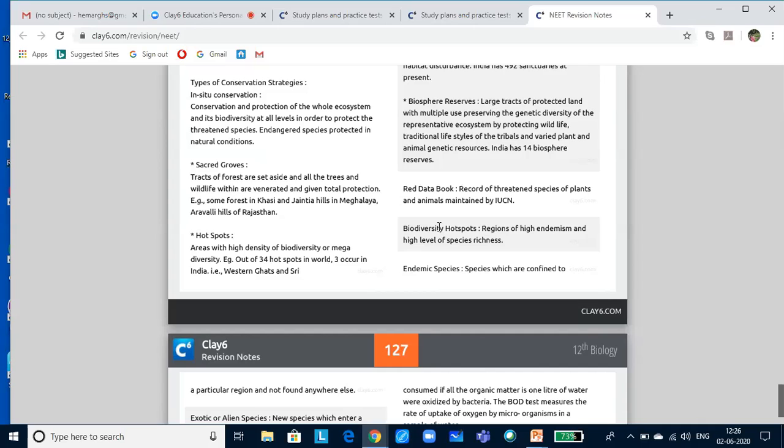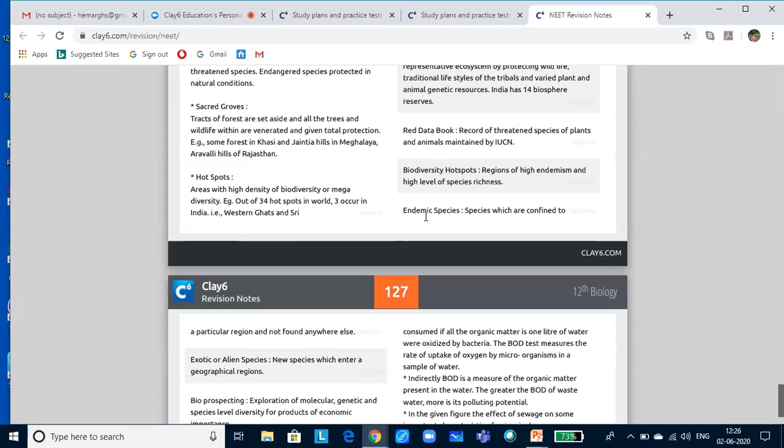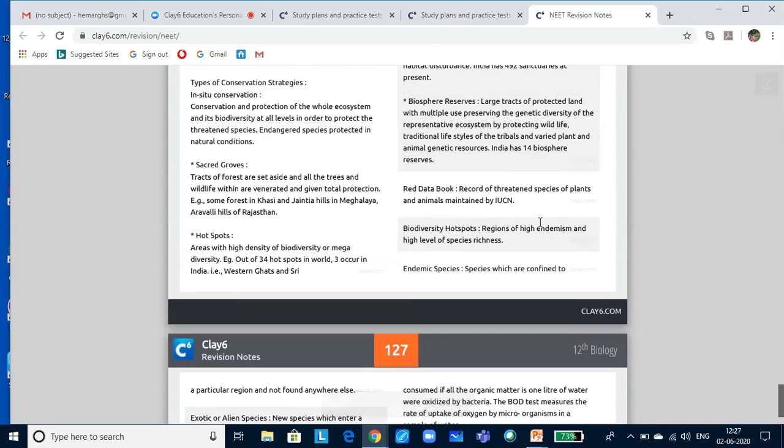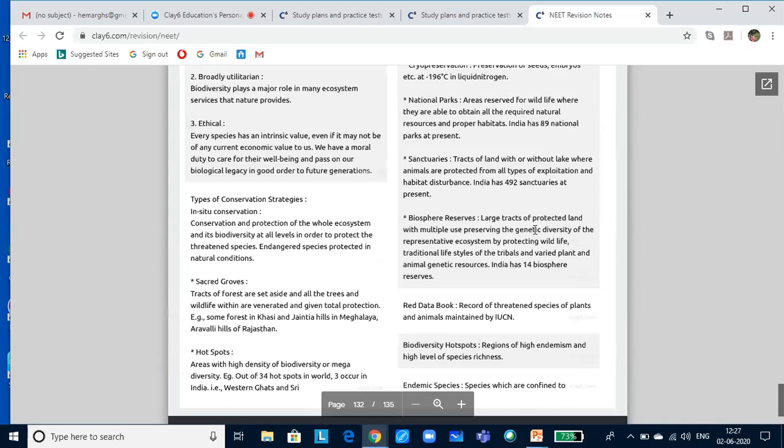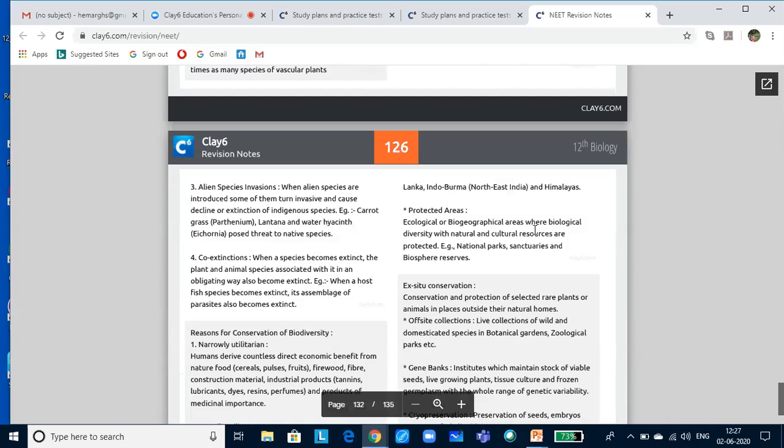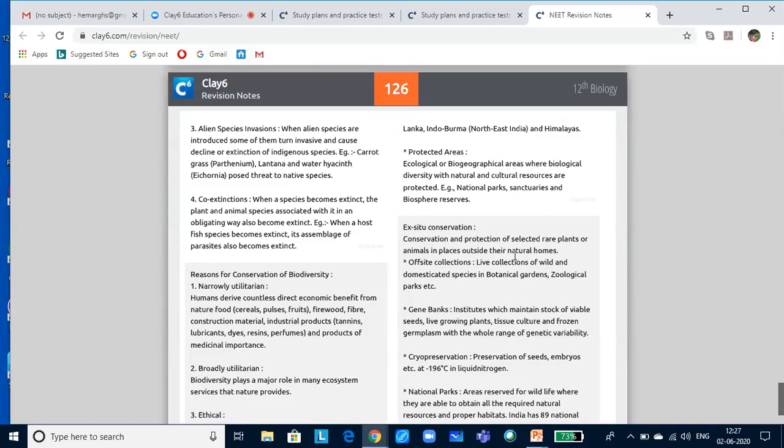Hotspots are the areas with high density of biodiversity or megadiversity. So this is actually the original definition of hotspot. Now if we look at hotspots, it is the COVID, where the number of COVID patients are more, that has become the hotspot of today. Now, example, out of 34 hotspots in the world, 3 occur in India, that is in Western Ghats and Sri Lanka, Indo-Burma and Himalayas. Protected areas are ecological or biogeographical areas where biological diversity with natural and cultural resources are protected. Examples could be national parks, sanctuaries, and biosphere reserves.